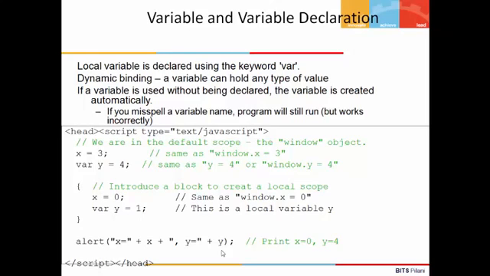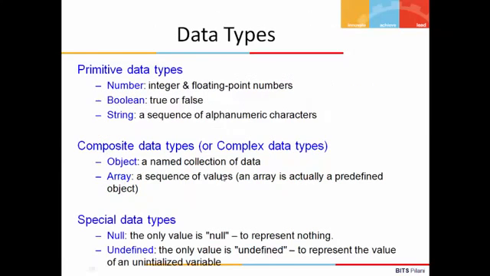So all bindings of these identifiers will be automatic and it will be dynamically bound with the values. So what are the different data types you have? Here also we have primitive data types in the form of numbers, which will form integers and floating point numbers. Boolean, true or false. We saw this particular type sometime back when we used the confirm function. Then you have string, which is represented by a sequence of alphanumeric characters.